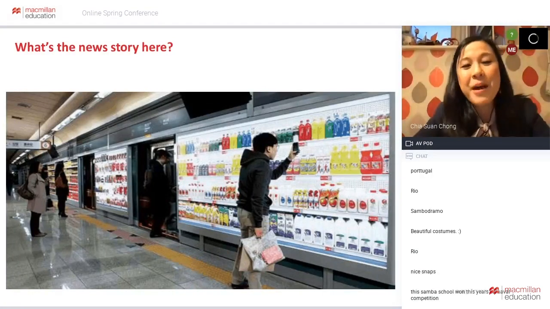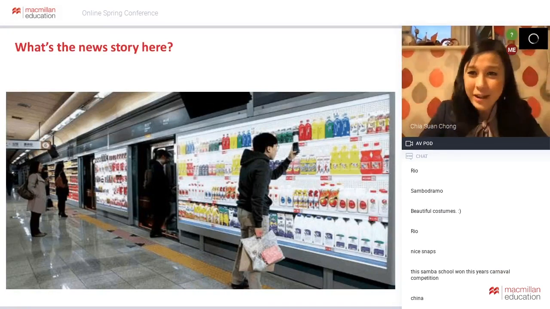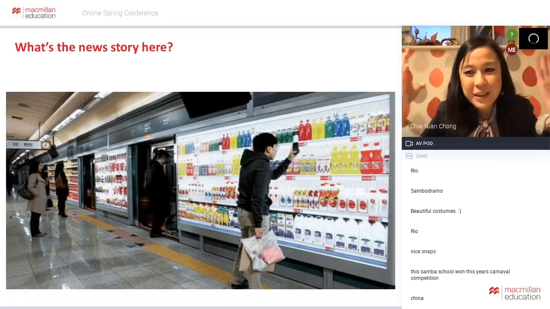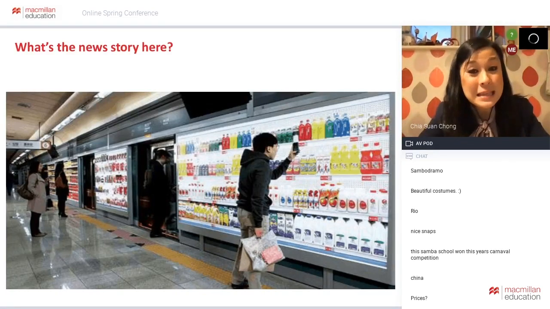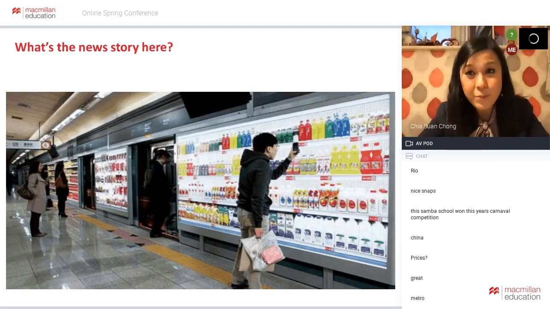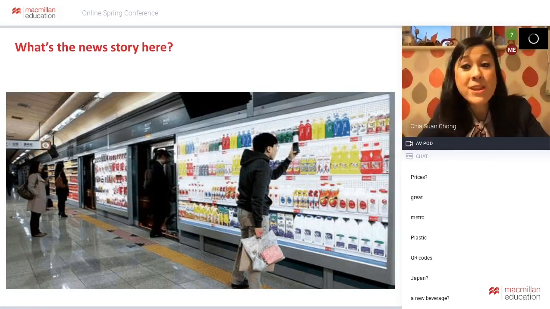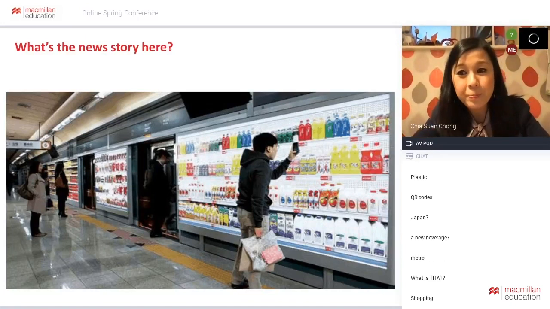Okay, here are some other news items that I think are interesting enough to really generate some good discussions and good vocabulary in the classroom. This is a news story from quite a few years ago. So this is not from the Guardian's Photo of the Day website. This is taken from a few years ago in Korea, not Japan, Korea. What do you think is the news story here?